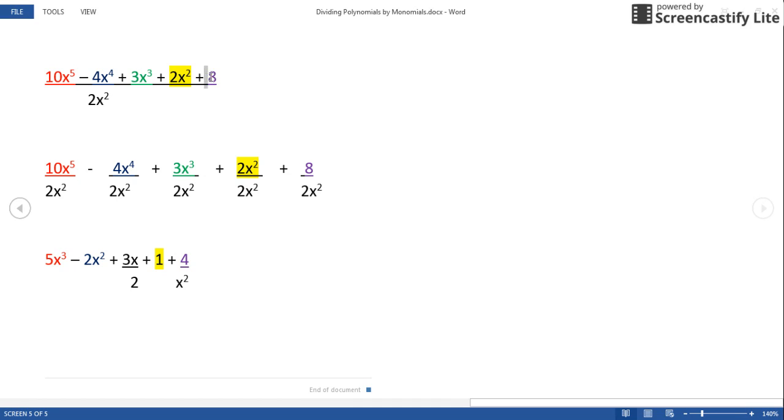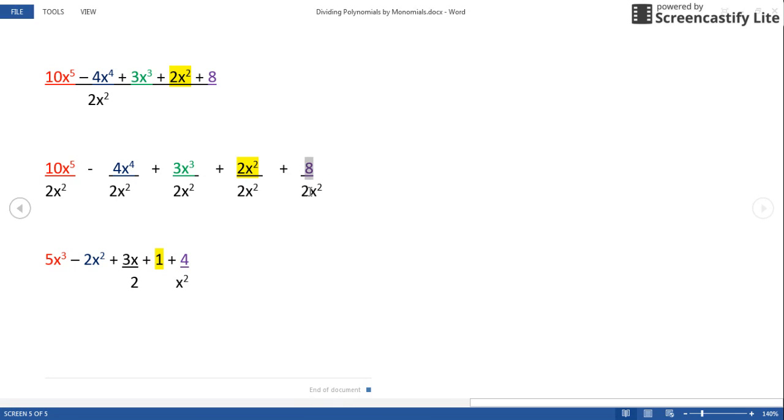One more, this time 5 terms on the top. The only thing new is that we've got this plus 8 back here. Each thing on top individually over 2x squared, and we're going to reduce the fractions. The front 4 terms are the same as the previous problem. This one is the new one.